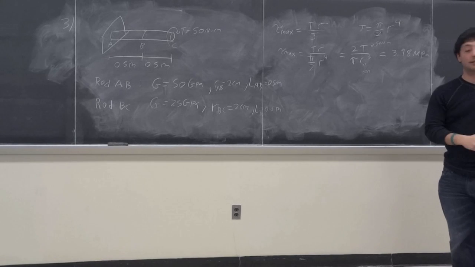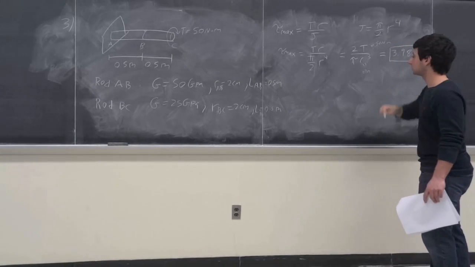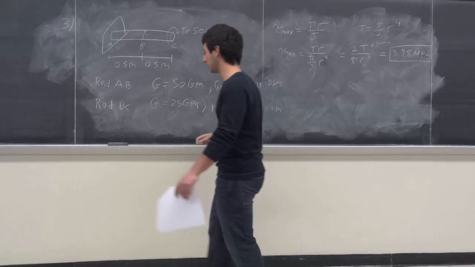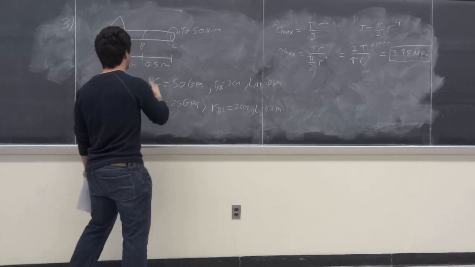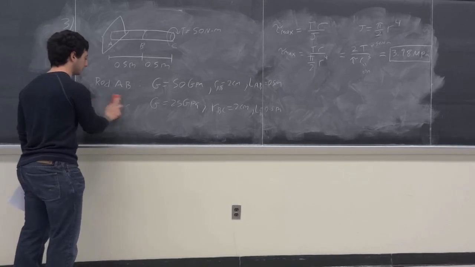Okay. So this is the maximum stress. They asked for the maximum shear stress, and then the second part of the problem, they want to know the angle of twist at B and C. Okay. So I'm going to erase this now.